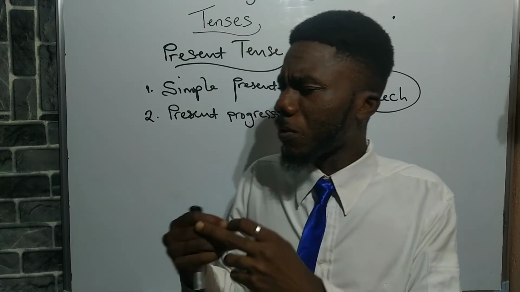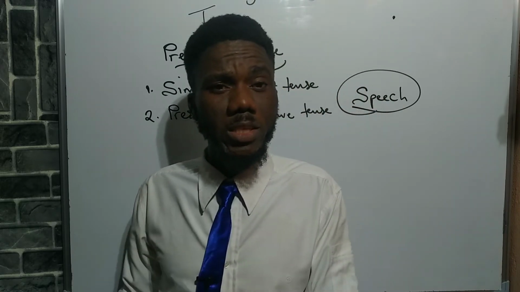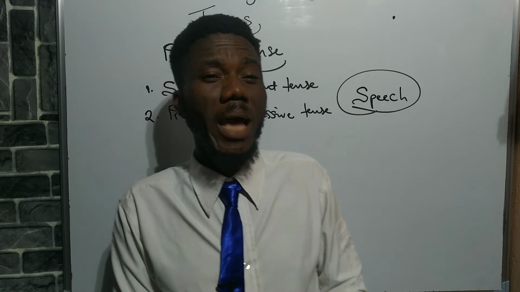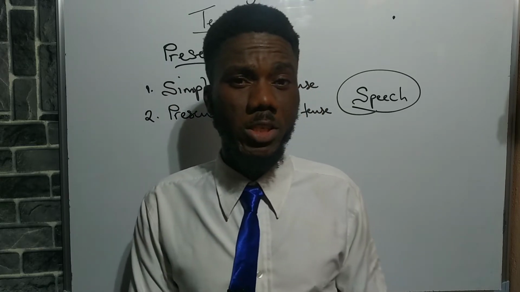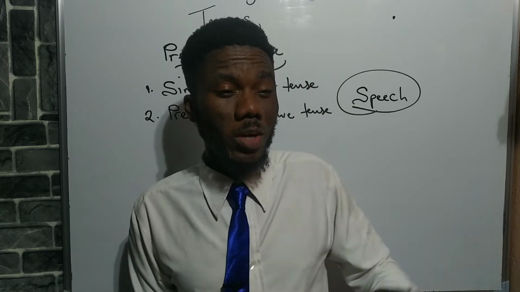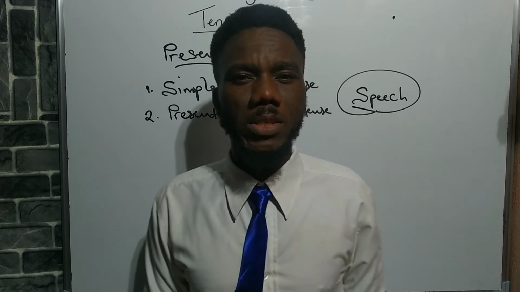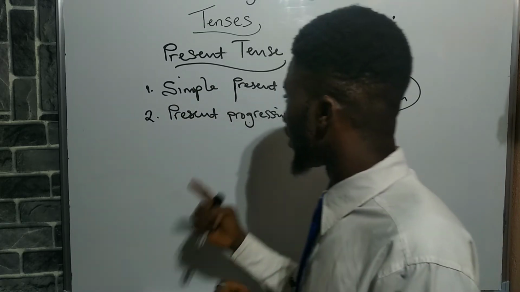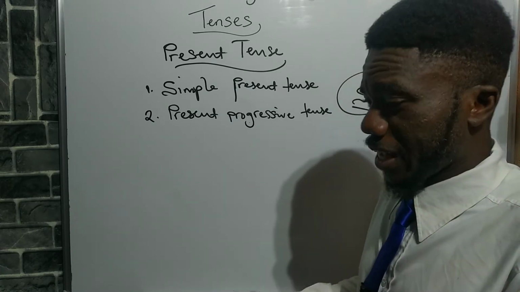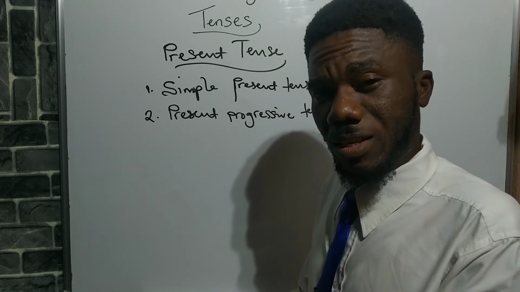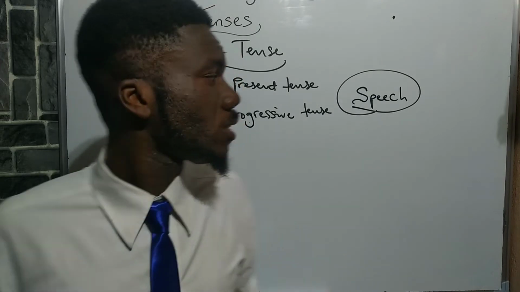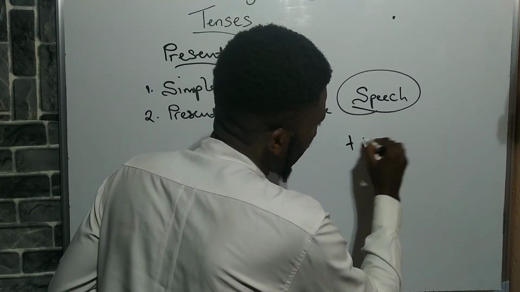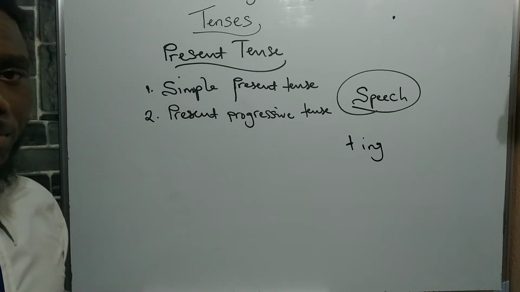The present progressive tense, or the present continuous tense, as you may wish to call it, points to an action that is happening simultaneously with the speech. That is to say, as you are speaking, that action is taking place. The action is happening at the same time as you are speaking. That is why you have this thing progressive or continuous, meaning that action continues. That action is happening as you are speaking. Now, this is where you see those verbs that have ing addition to them.